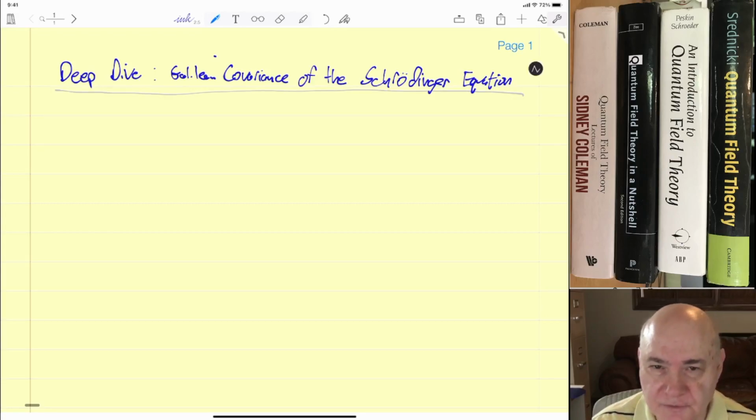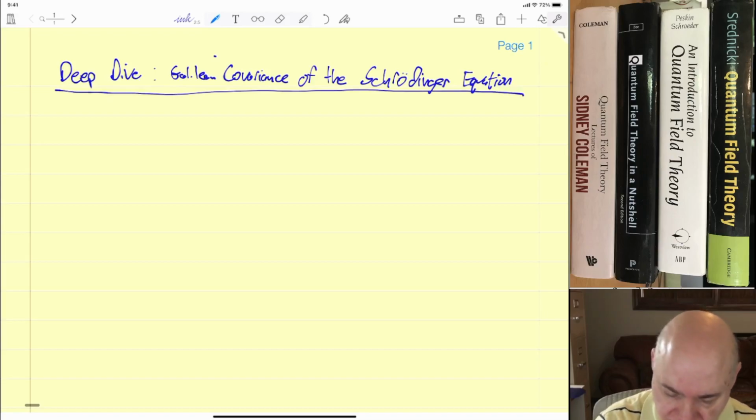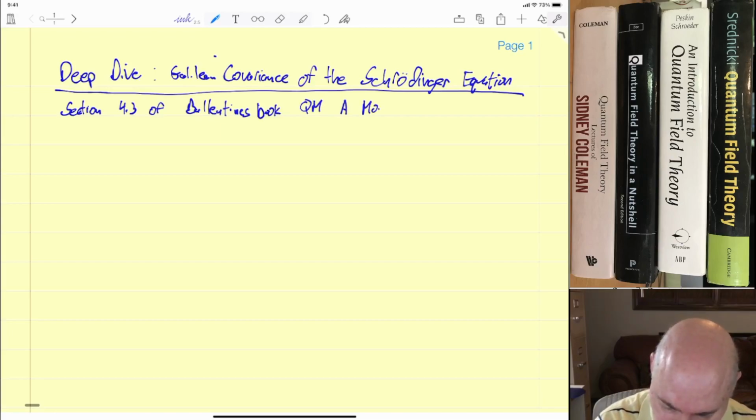And everything that I'm going to do here today is just an elaboration of what's done in section 4.3 of Ballentine's book, Quantum Mechanics, A Modern Development. I highly recommend this book. It's one of my two favorite graduate level quantum mechanics books, along with the book by Steven Weinberg. They complement each other nicely too.